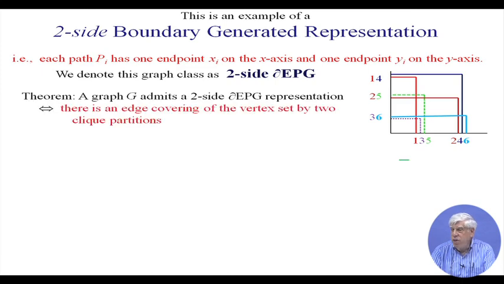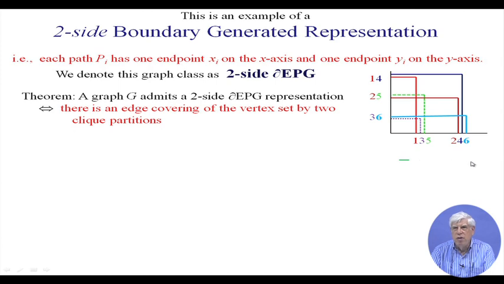And there's a theorem that goes with this. A graph G admits a 2-side boundary EPG representation if and only if there exists an edge covering of the vertex set by 2 clique partitions. A clique partition will be a partition of the vertices such that each piece of the partition is a clique. I take 2 of those, and I want to be able to cover all of the edges. Well, you can see that happens in this representation. 1, 3, 5 is a clique. 2, 4, 6 is a clique, edge clique. And here on this side, I have an edge clique, edge clique, edge clique. And that will cover all of my edges in the graph.